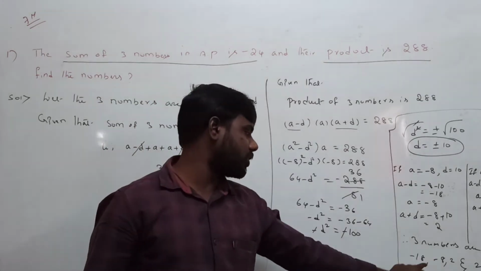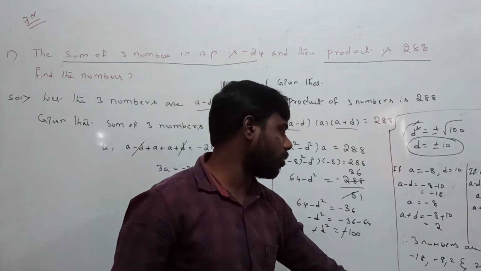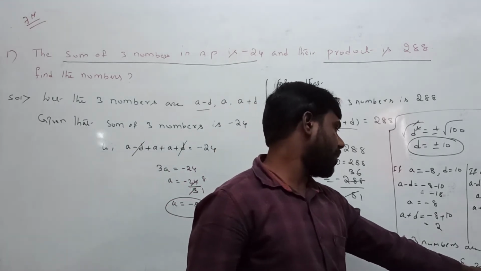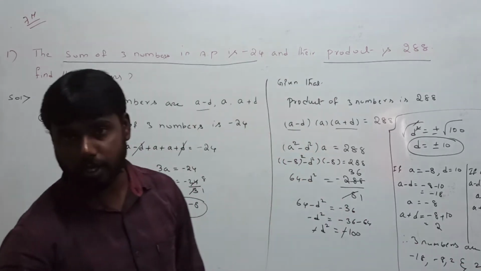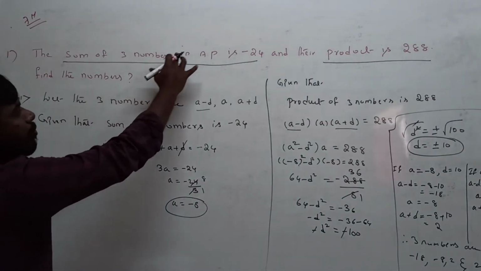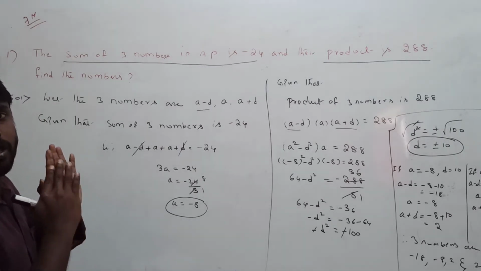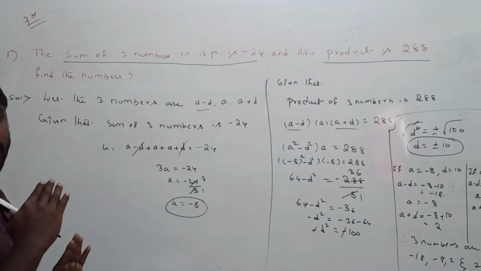Finally we got the three numbers: one is minus 18, minus 8, 2. Another possibility is 2, minus 8, minus 18. Once again, it is given that the sum of the three numbers is minus 24. I gave one note point.